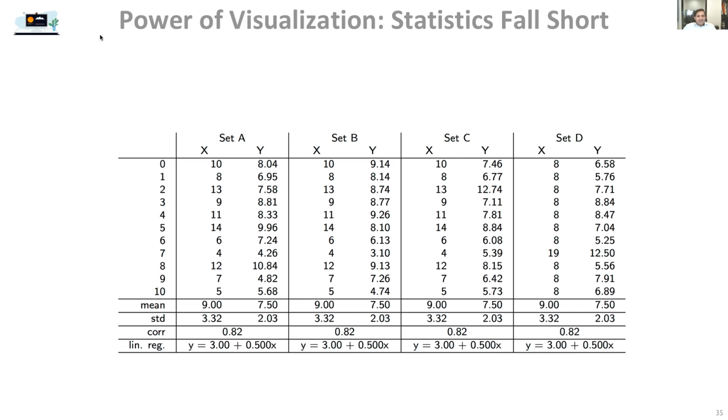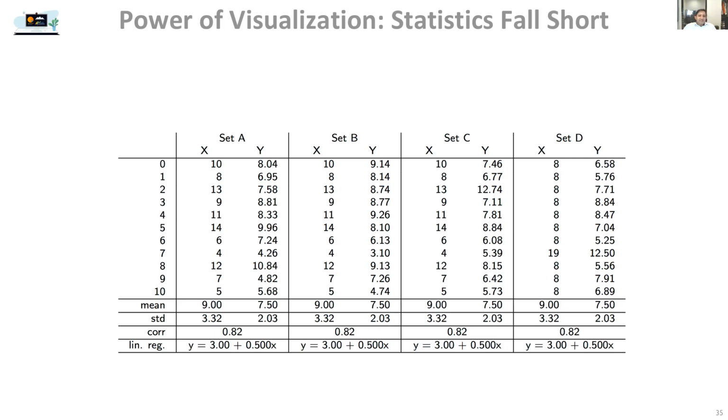Each of these data sets has a column X and a column Y. These data sets have the same means, the same standard deviations. The X and Y's are correlated, and the correlations are the same for all these four data sets. And lastly, if we fit a line using linear regression to these data sets, we end up getting the same exact line, as you can see here.